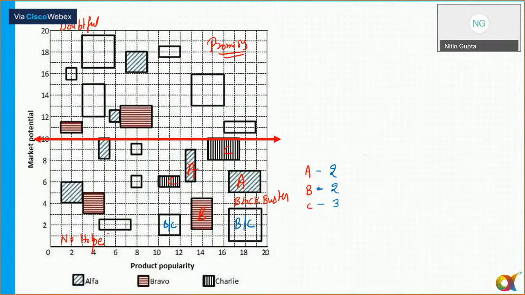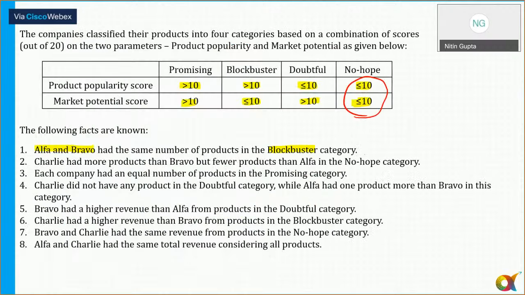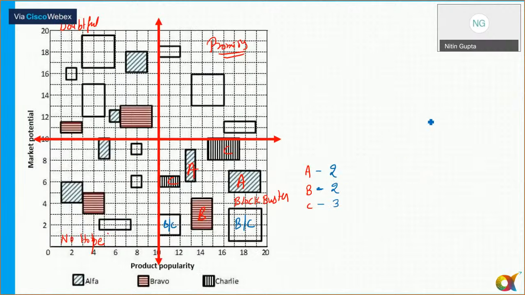Now let's go back to the second point. Second point says Charlie had, in the no hope category, so now we need to concentrate on no hope. So C has more than B, but less than A in the no hope category. So in the no hope category, A is greater than C and C is greater than B here.